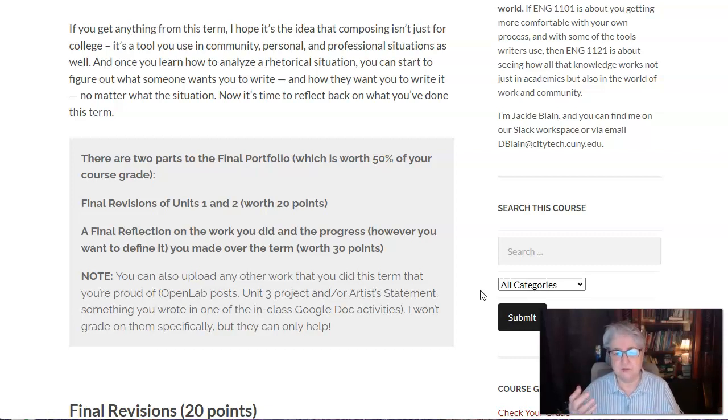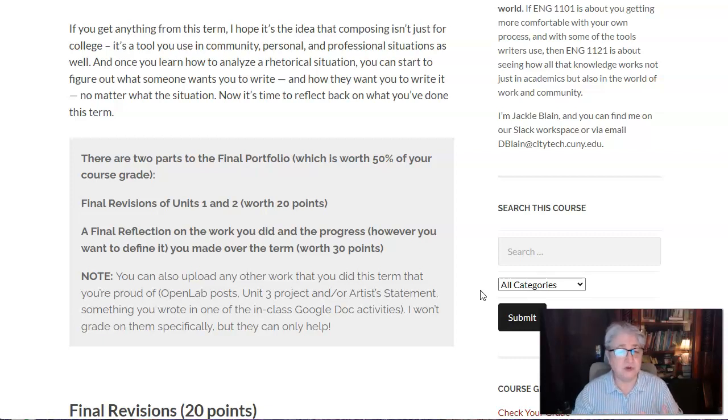So if you get 10 out of 10 for the revision of the feature article, I'll put 5 in the gradebook, because it's the same, I just don't have as many points. I think that makes sense. I hope that makes sense. The most important thing is what you do with the final revisions and that you put in this final portfolio. So, the revisions of 1 and 2.